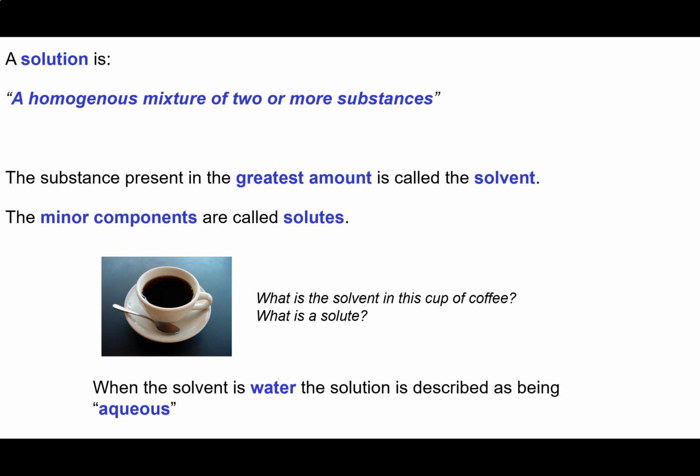So what is a solution? Well, a solution is a homogeneous mixture of two or more substances. So homogeneous means that it is the same throughout. It has the same composition the entire way through the sample.